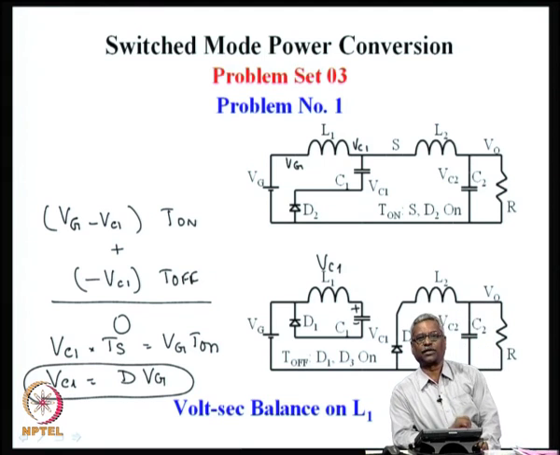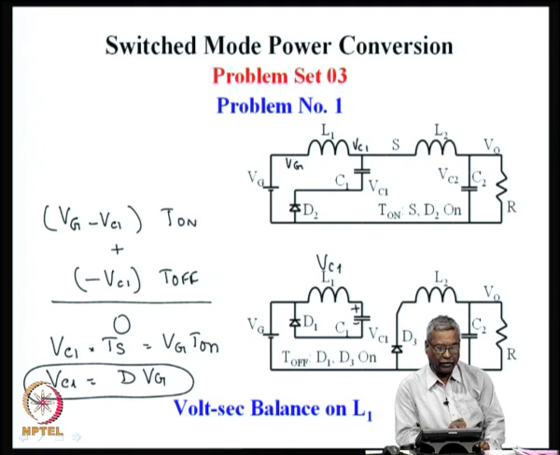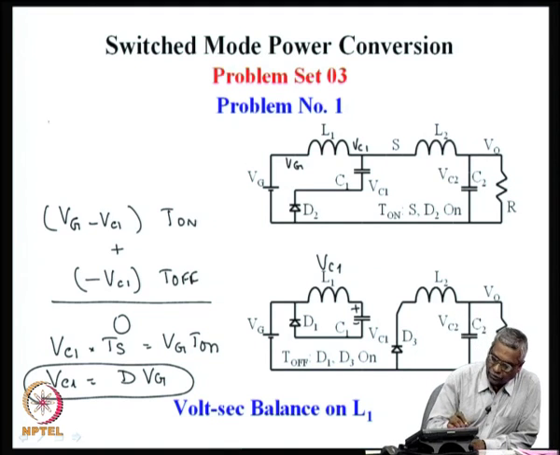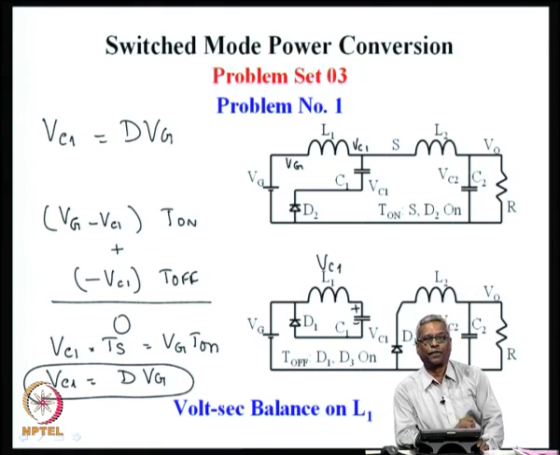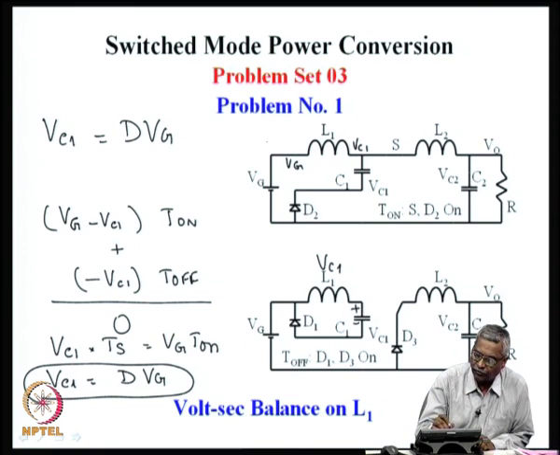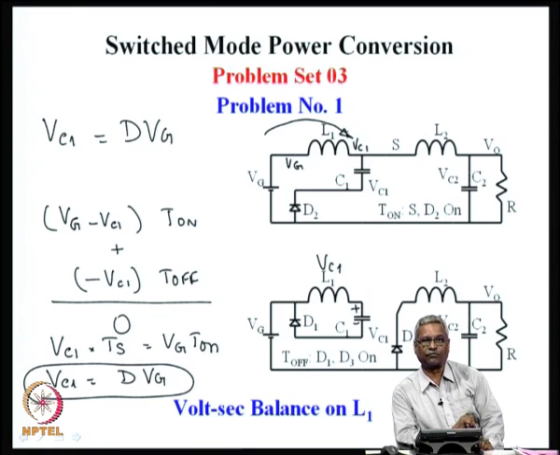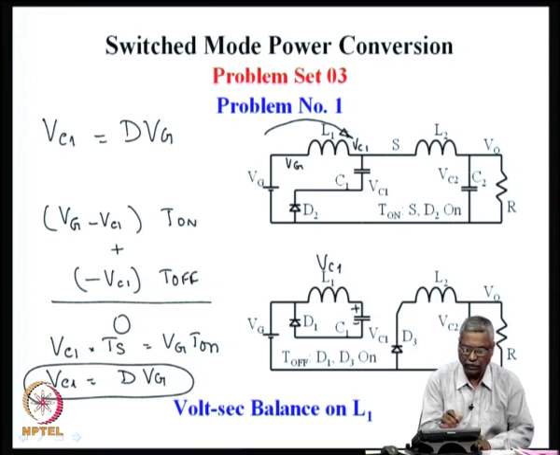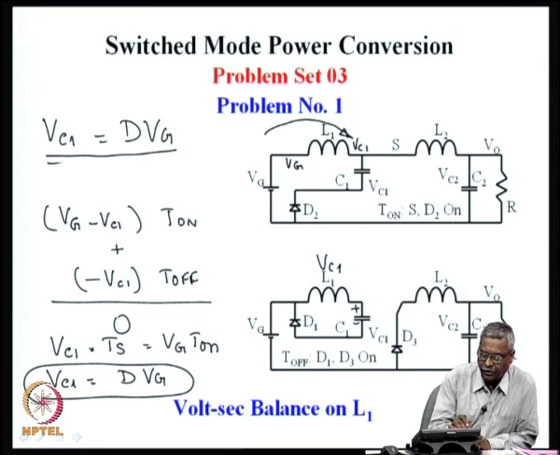So, this is the first relationship. When we apply volt-second balance on L1, we find the condition that the capacitor voltage Vc1 is now D times Vg. Under steady state, this should be the relationship of voltage conversion that takes place in the first stage of the power conversion, Vg to Vc1, and that is what we see here.